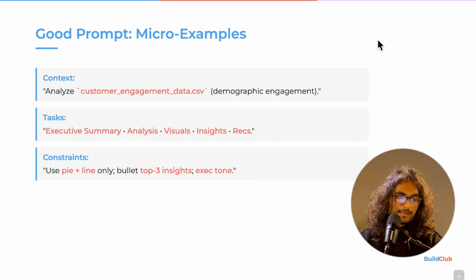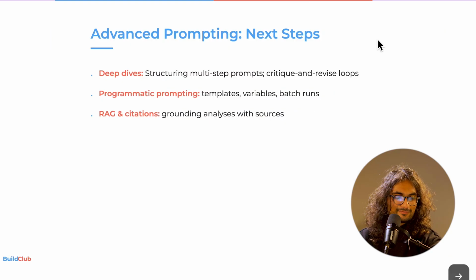So let's look at the context. Analyze this particular file. Task: create an executive summary, analysis, visuals, insights, recommendations. You can change that. You can add whatever you want. And the constraint is use pie and line, and only 3 top insights, not more than 4. It's not going to even know.